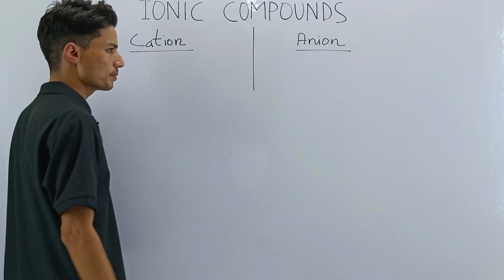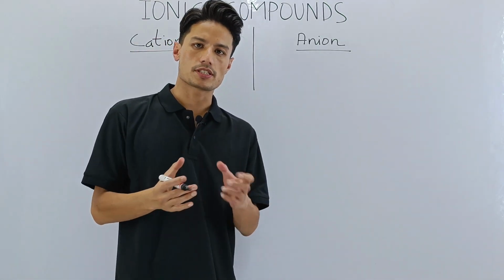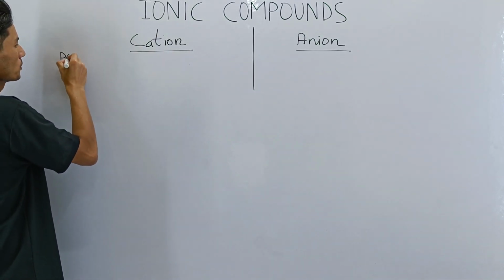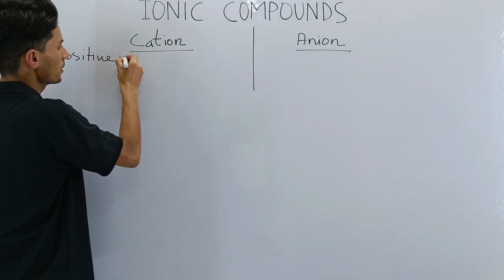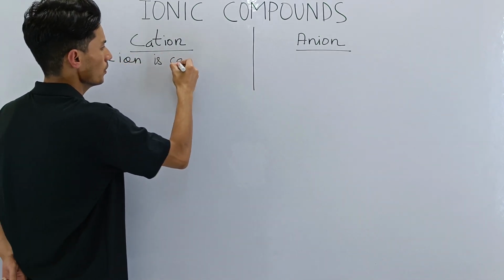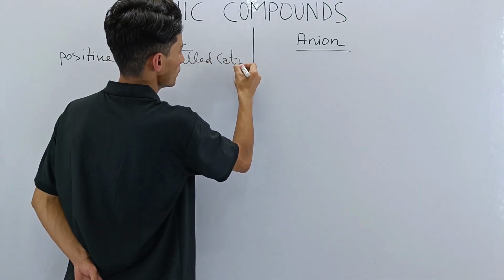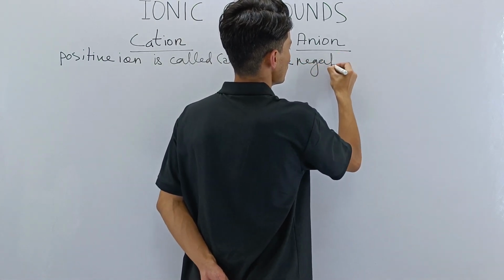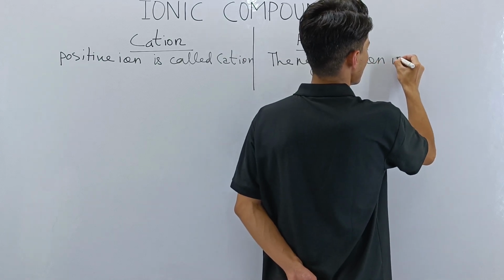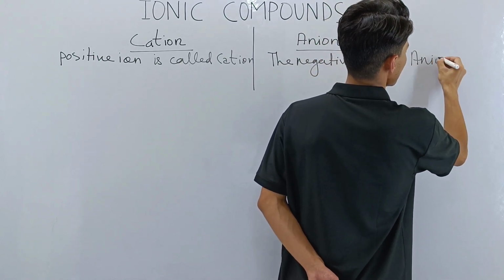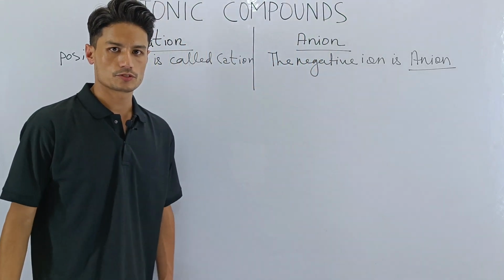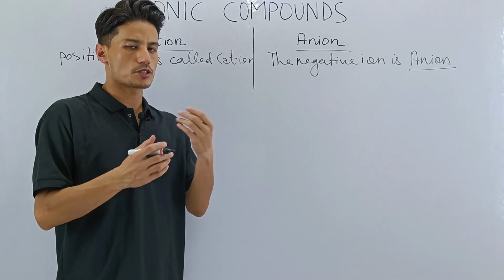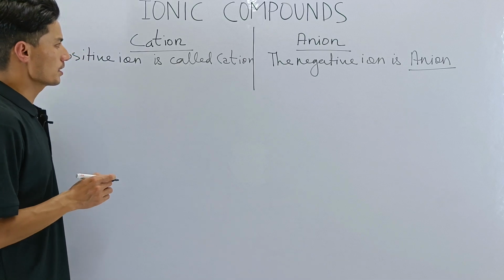So how to remember which is a cation and which is an anion? I have already told you that the positive ion is called cation, and the negative ion is called anion. But then you will forget in the exam. So how to remember? Is there a way by which a student can remember without forgetting, besides memorizing? There's a small trick here.